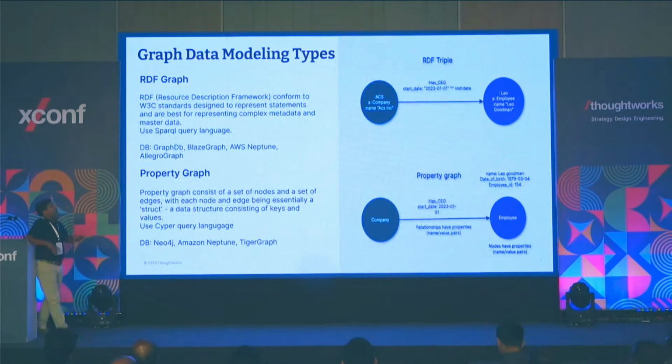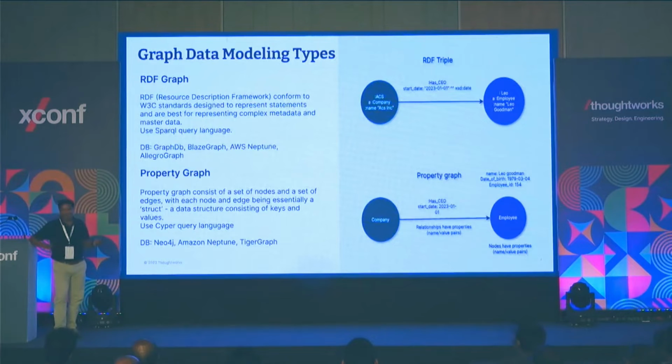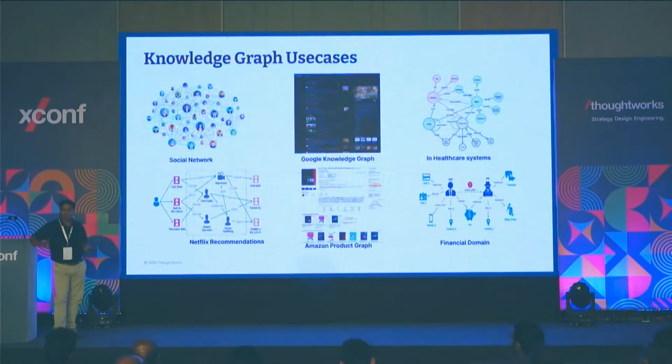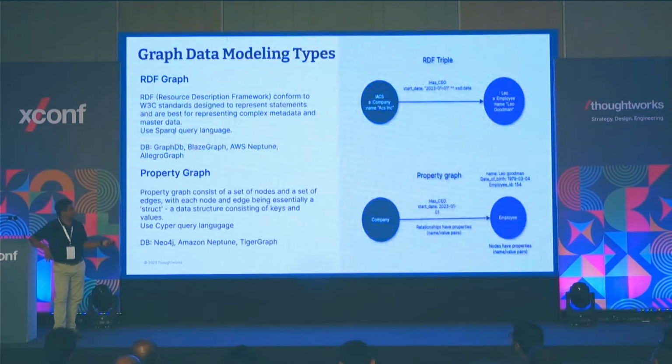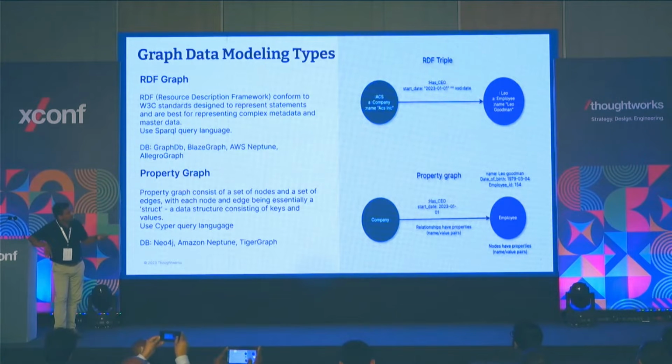Okay. So predominantly, there are two types of knowledge graph we can build. One is the RDF triple, and then there is another thing called a property-based graph. These two mainly differ on the structure, that is, how we model the information or the fact in the knowledge graph, right?